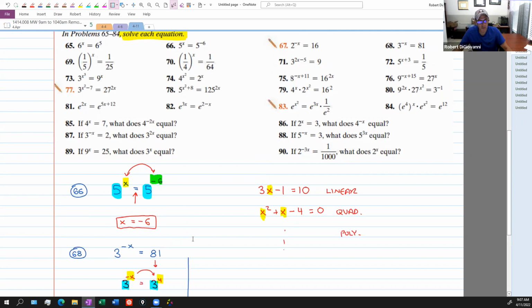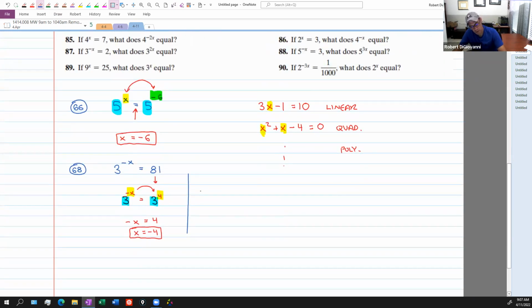70. 1/4 to the x equals 1/64. So again, the base on the left-hand side is 1/4. We're trying to solve for x. So what we need to do is see if we can somehow rewrite 1/64 as 1/4 to a power. So what power do I have to raise this to in order to get 1/64? So 1/4 raised to what power gives you 1/64?